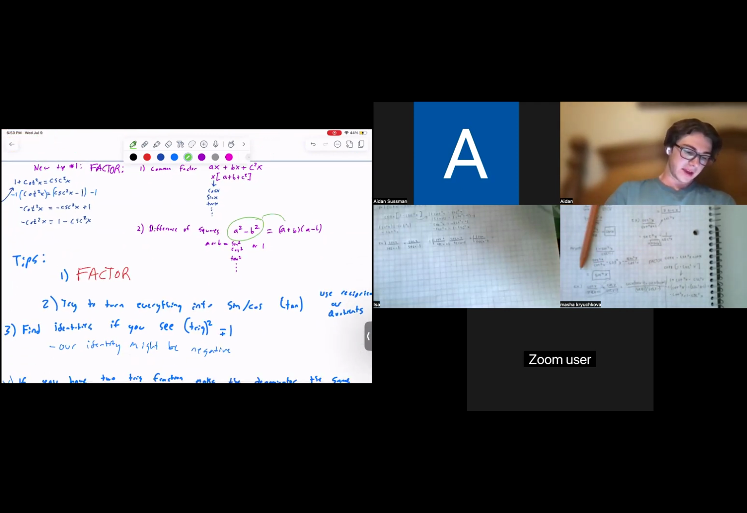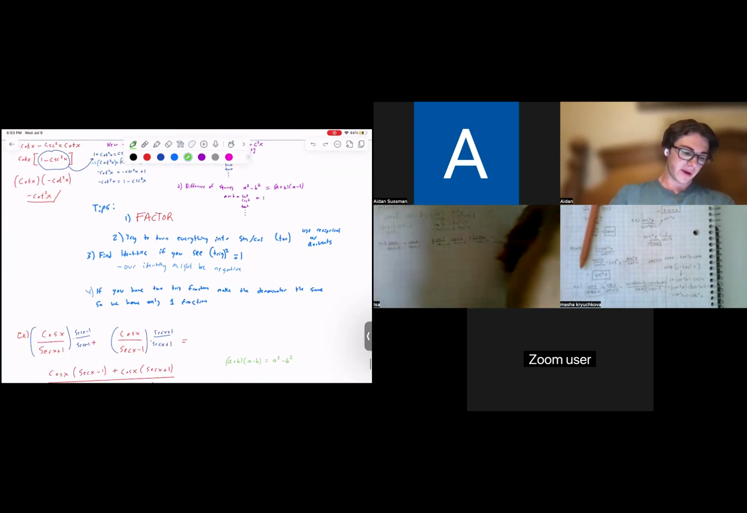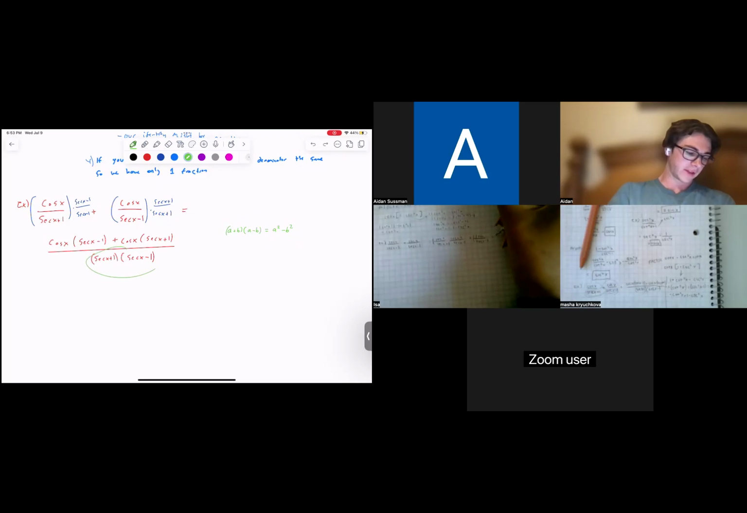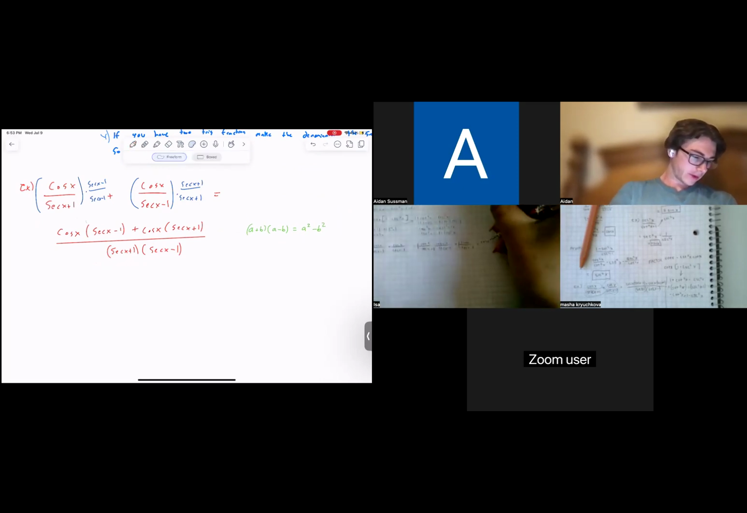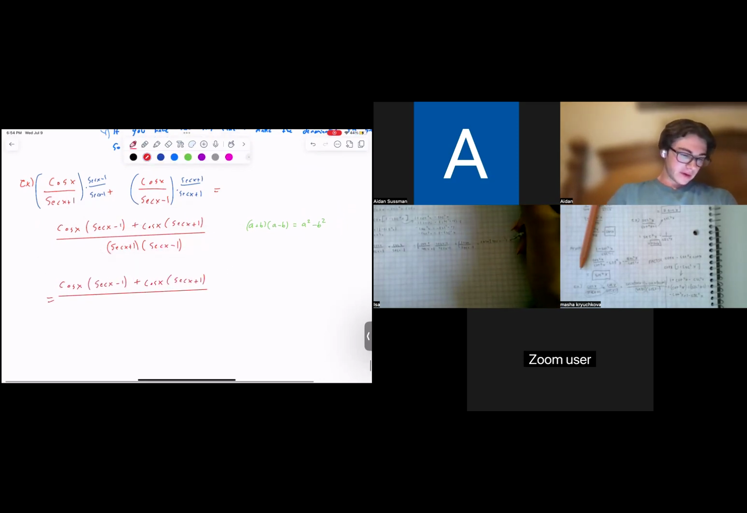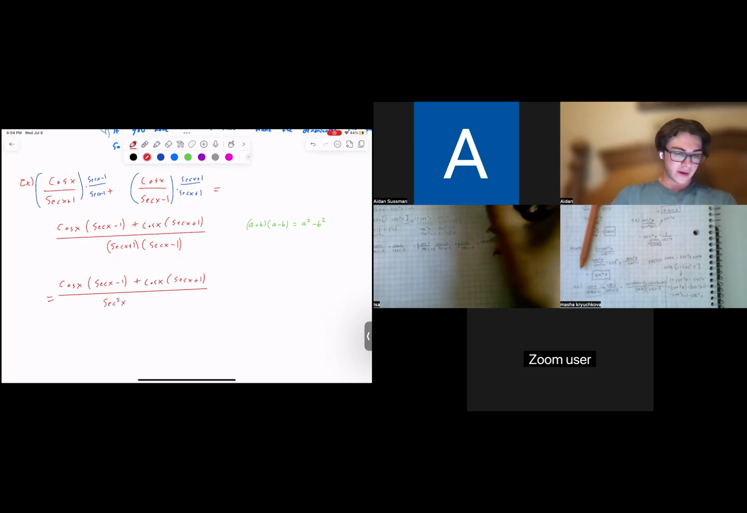Instead of it being this and you make it look like that, we're starting with this and we're going to make it look like that. From this hint right here, Helena, can you tell me how I can use this fact to fix the bottom? What am I going to make that? So the top stays the same. And what does the bottom become? Does it become secant squared of x?